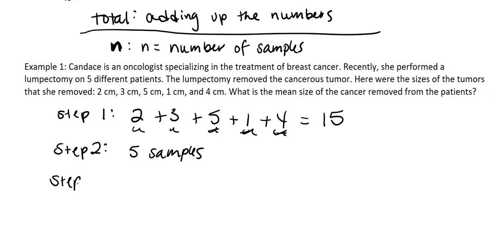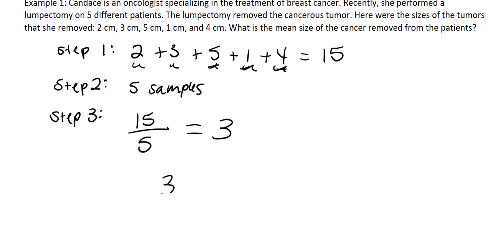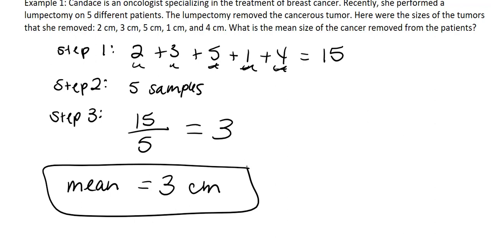And so step 3 is we're going to take the number from the first step, 15, and divide it by the number of samples, so that's going to be 5. So 15 divided by 5 is equal to 3. And so now 3 is our mean, and this is in centimeters. So that's how we find our mean, or the average, which mean the same thing here. So let's look at the next example.